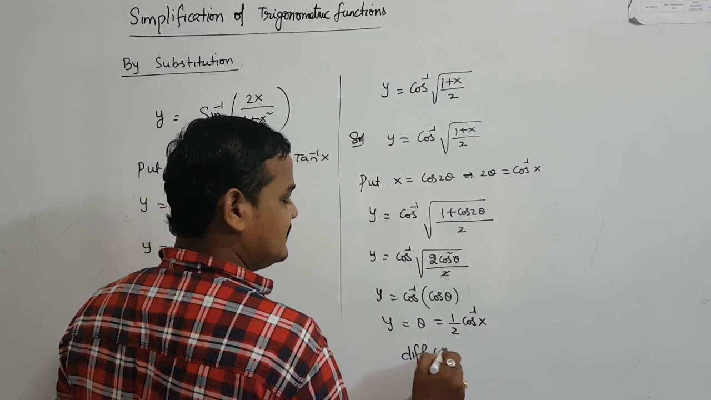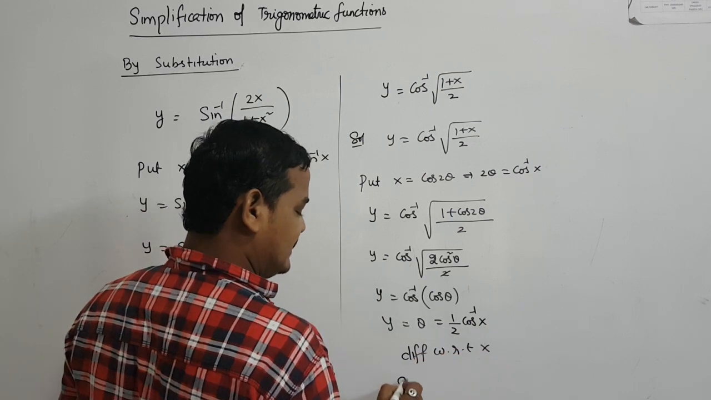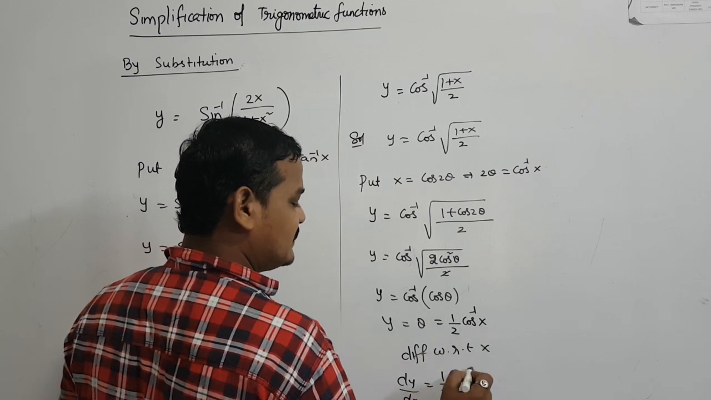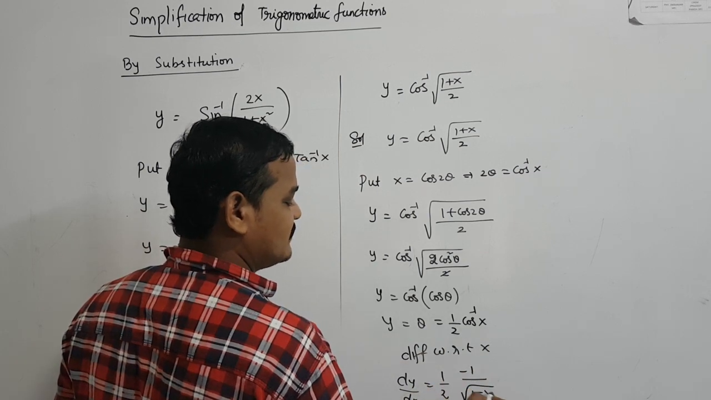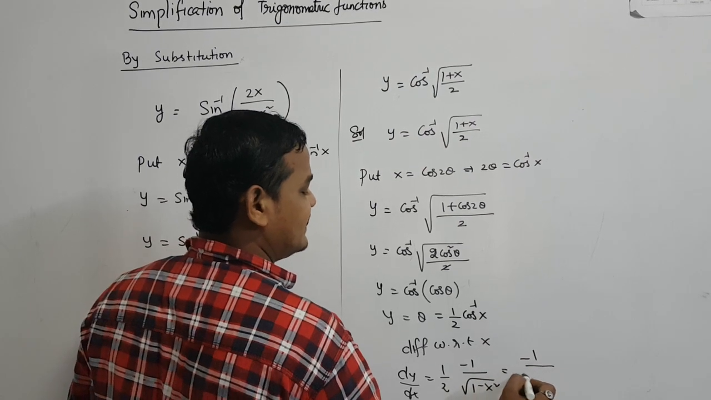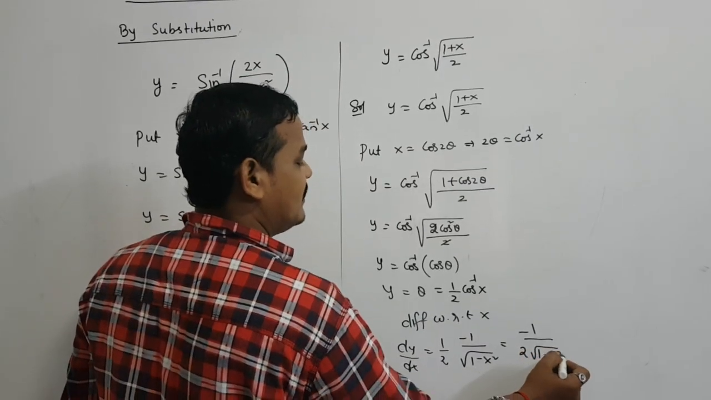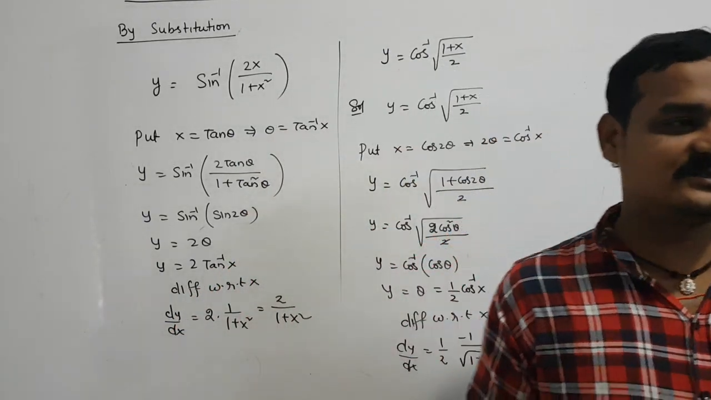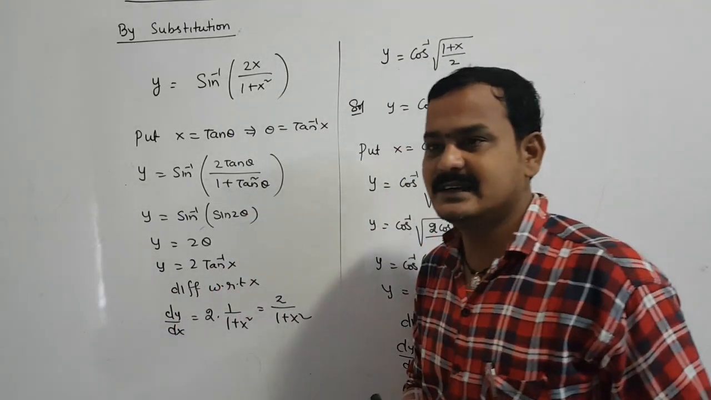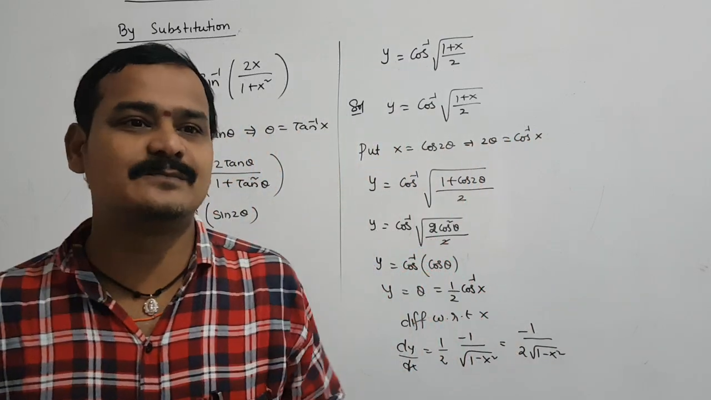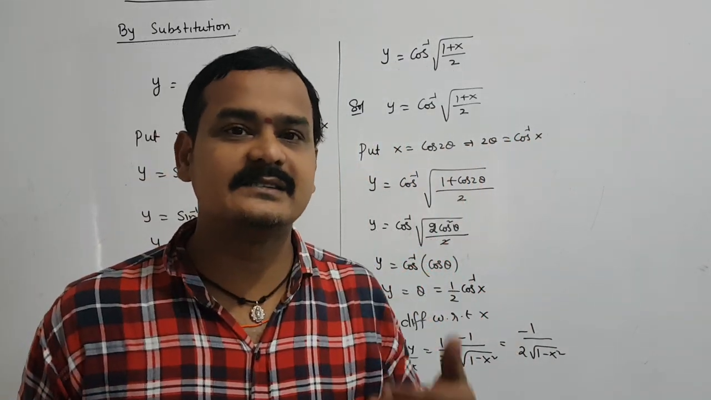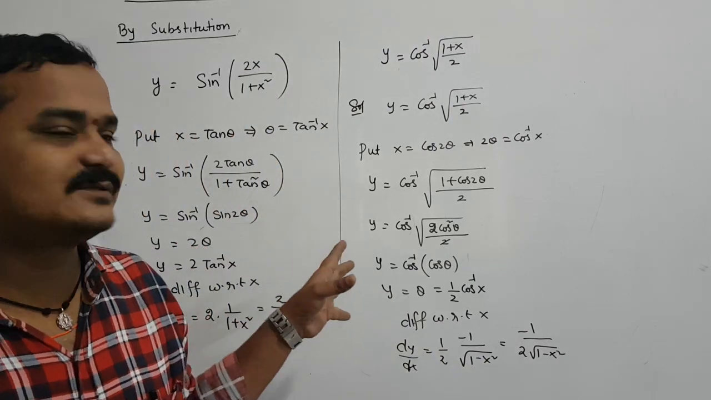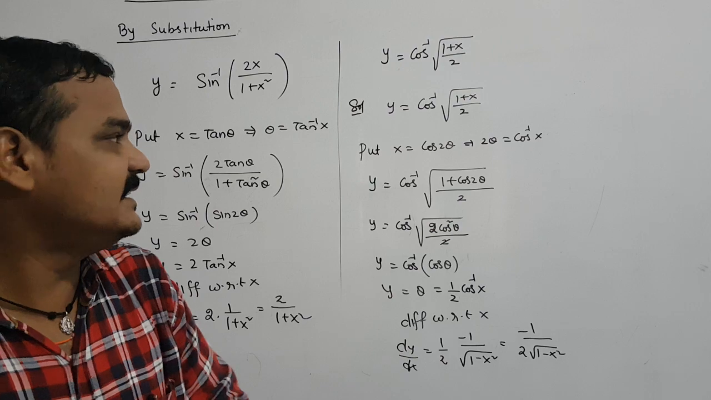Now differentiate with respect to x, then you get dy by dx is equal to 1 by 2 into the derivative, which is minus 1 by root over 1 minus x square. So the final answer is minus 1 by 2 root over 1 minus x square. See how easily it can be simplified. That is the usefulness of the substitution method. Most questions can be simplified by the chain rule, but sometimes it becomes complicated and lengthy. If you go into the substitution method, it becomes very easy.